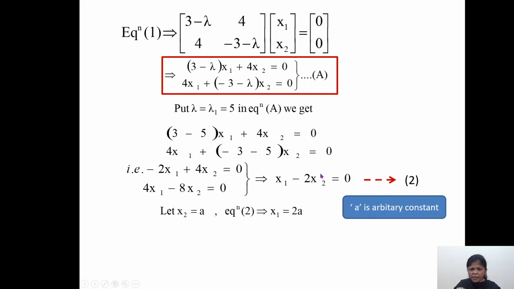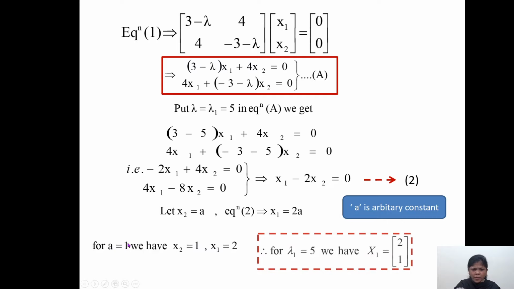As I said, this has infinite solutions, so we have to assign the extra variable an arbitrary constant value. So these are in terms of that arbitrary constant value. But as I said, we want only one eigenvector for a given eigenvalue. So let us find that particular eigenvector. For this, assign a value to a. So let us take a as 1.